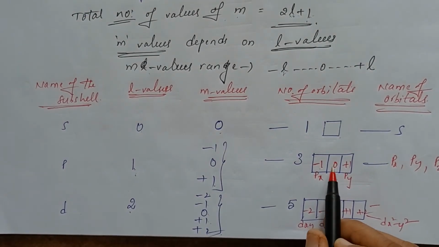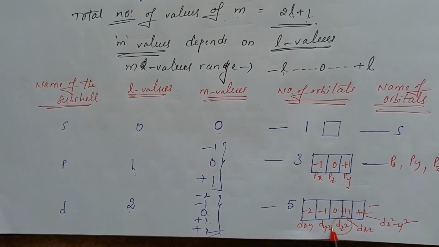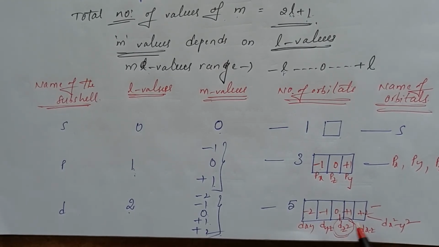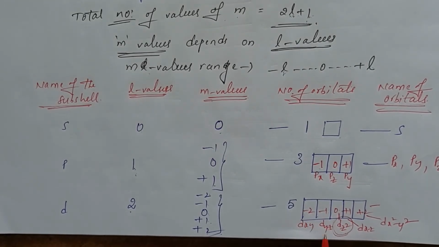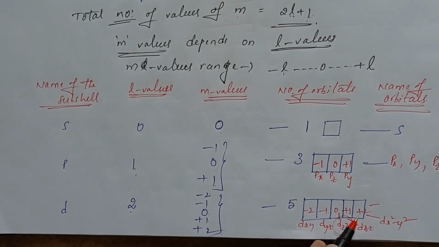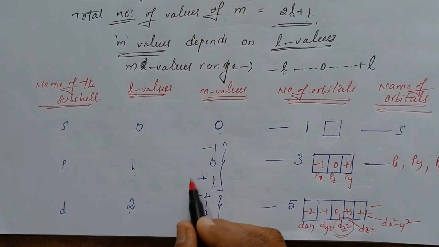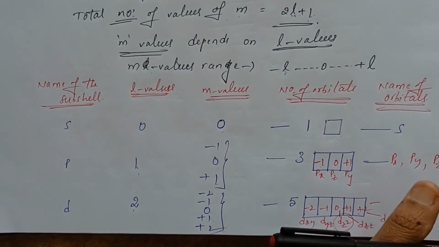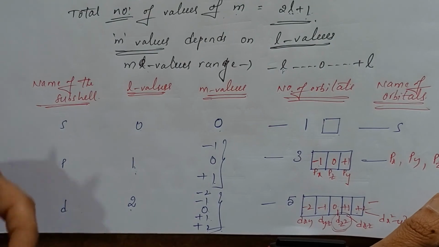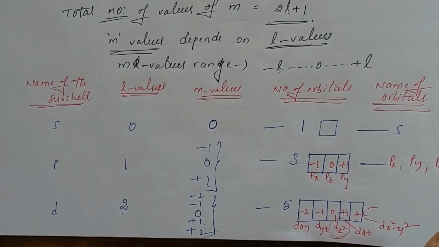Here pz value is 0. Here dz square value is 0. The dxy, dyz value is negative 1. Dxz value is plus 1. Dx square minus y square value is plus 2. These are all M values. So this is about the magnetic quantum number, students.